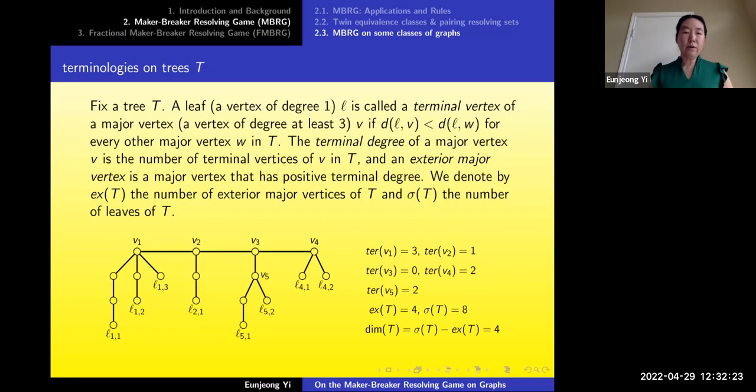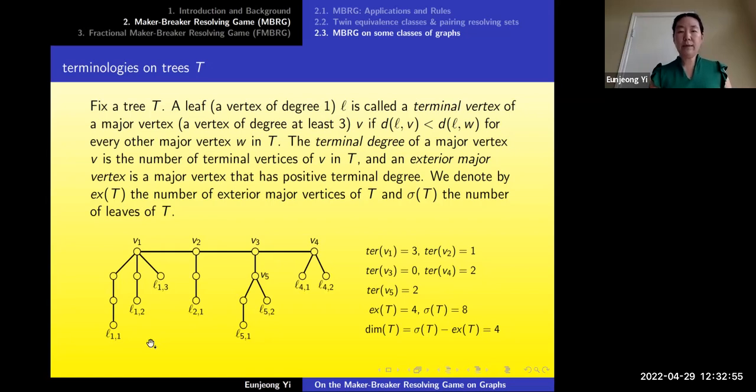So let's go to the first subtree. When you look at the first one with V1 being a major vertex, L11, L12, L13 are basically terminal vertices of V1. Why? Because for these three leaves, the closest major vertex would be V1. So we are going to say V1 is a major vertex with terminal degree 3, and L11, L12, L13 are terminal vertices of V1.